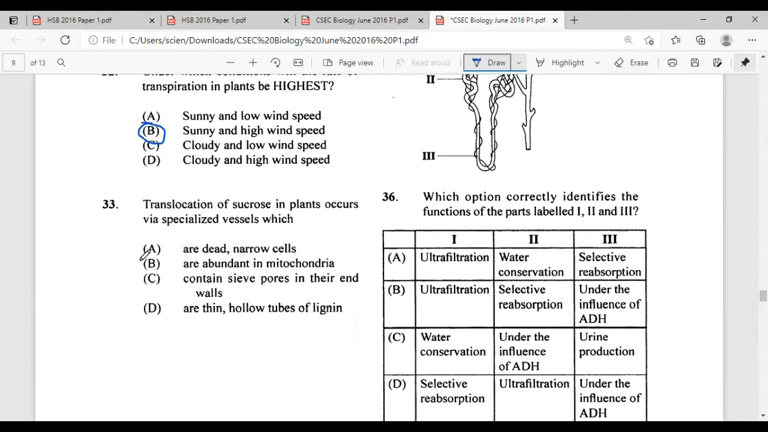So 33. Translocation of sucrose in plants occurs via specialized vessels, which are, since they're talking about the movement of sucrose, which is the food in plants, then we have to think about the phloem. So we have A, are dead nerve cells, that is not a characteristic of the phloem. B, are abundant in mitochondria. C, contain stiff pores in their end walls. D, are thin hollow tubes of lignin. So the only answer that talks about the phloem here is C. It has stiff pores in their end walls.